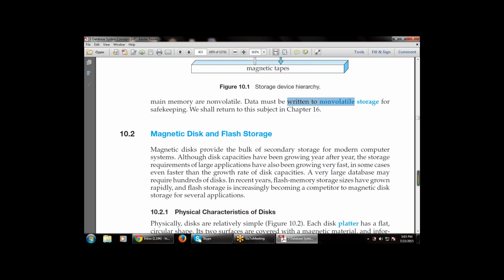In recent years, flash memory storage sizes have grown rapidly, and flash memory is increasingly becoming a competitor to magnetic disk storage for several applications.